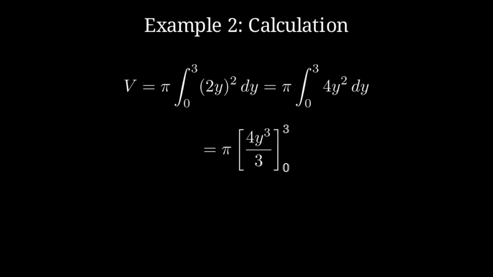We integrate 4y squared to get 4y cubed over 3. Plugging in our upper bound of 3, we get 3 cubed, which is 27. 27 divided by 3 is 9, and 9 times 4 is 36. Our final volume is 36 pi. Notice how the disk method confirms the geometric formula for a cone.